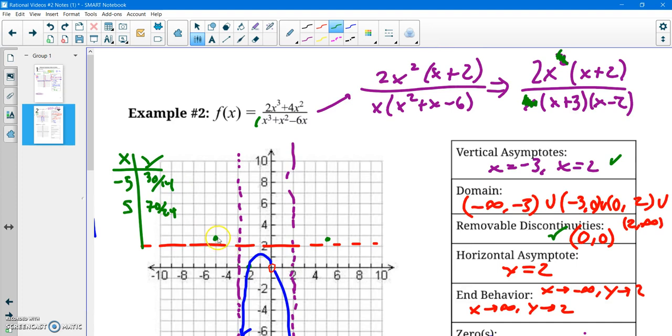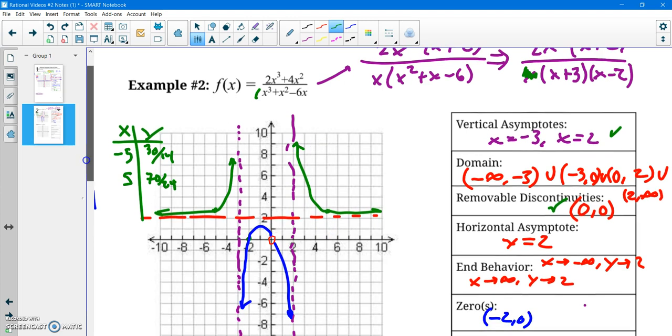So -5 is at a little more than 2, so I put that point there, which convinces me the graph looks like this. At 5, it's a little less than 3, so I put the point there, which convinces me the graph looks like this. Okay. I know it's a little time consuming. I do need you to be able to do that.